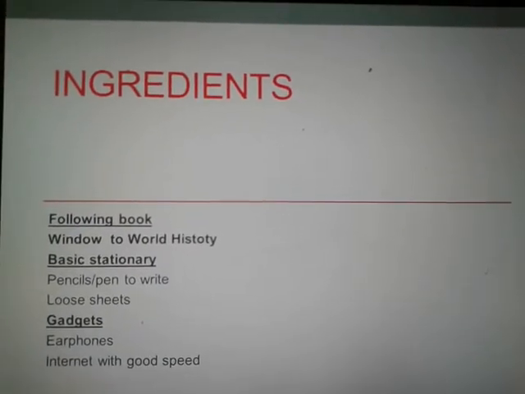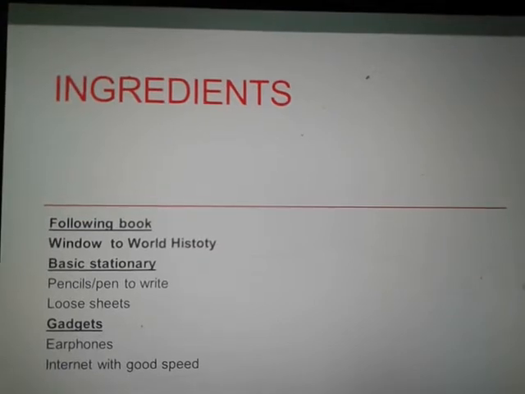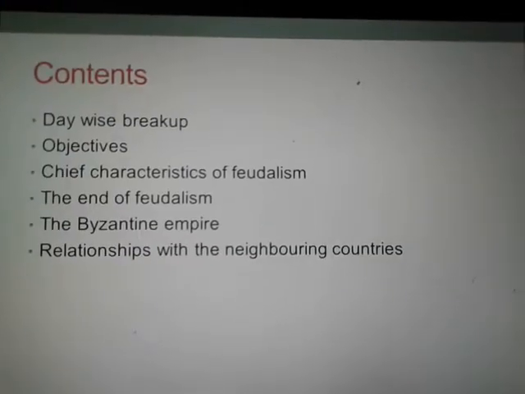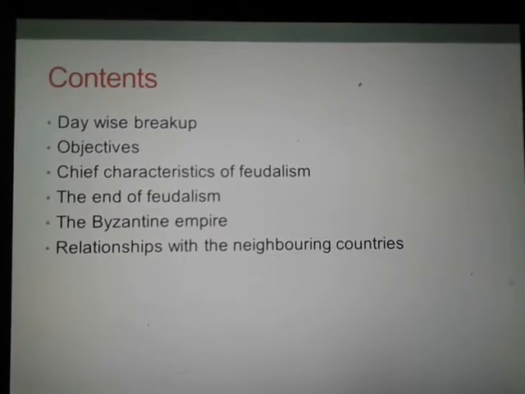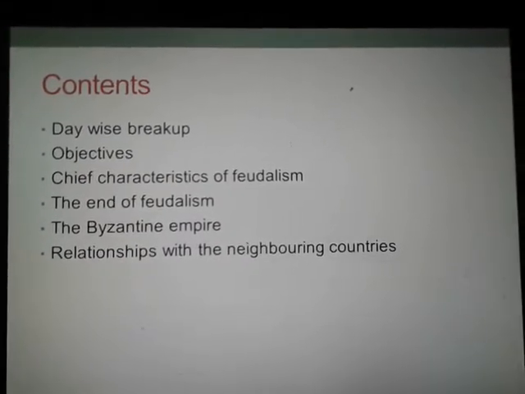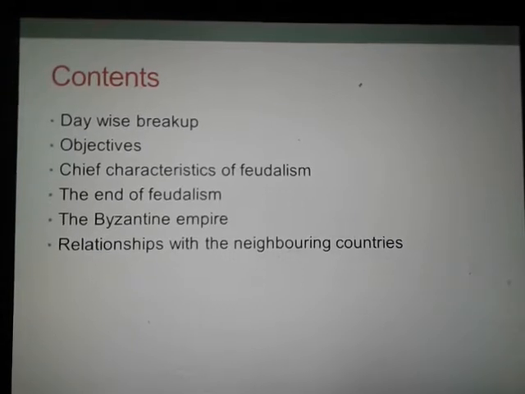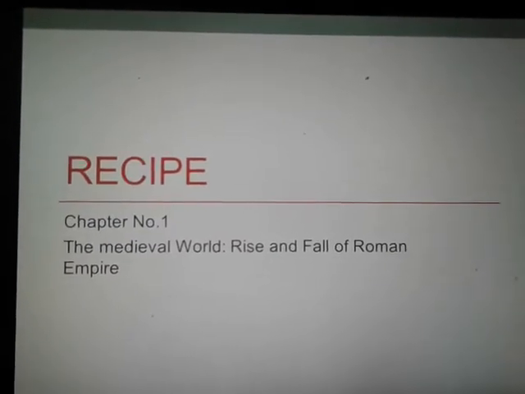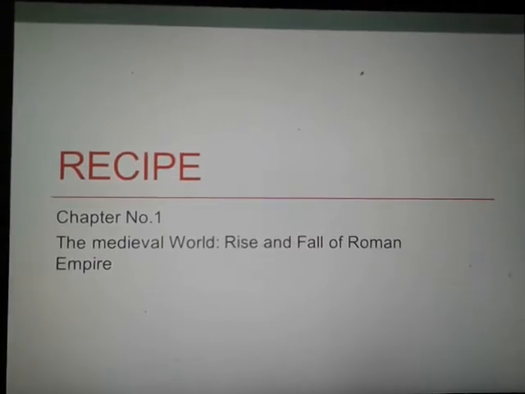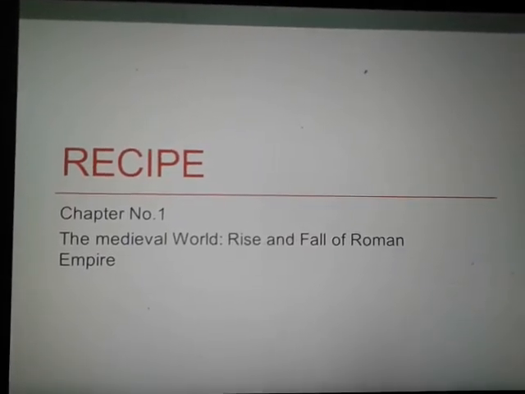You must have Window to World History, basic stationery and gadgets. Contents include day-wise breakup, objectives, chief characteristics of feudalism, the end of feudalism, the Byzantine Empire, relationships with the neighboring countries. Recipe is chapter number 1, the medieval world, rise and fall of Roman Empire.